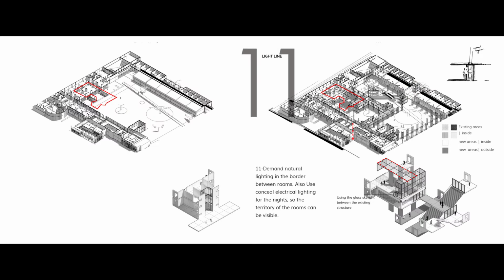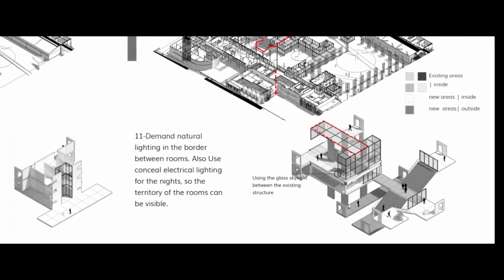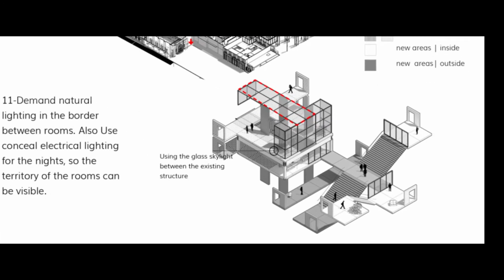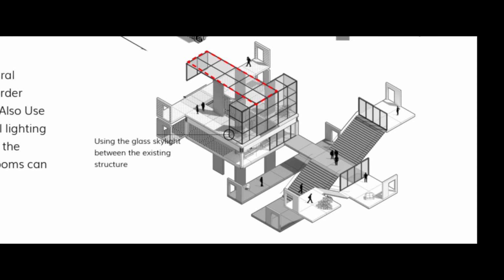Light line. Demand natural lighting in the border between rooms. So the difference between rooms and spaces, or between new and existing, can be identified with an architectural element. So I choose light. This light could be artificial or natural.